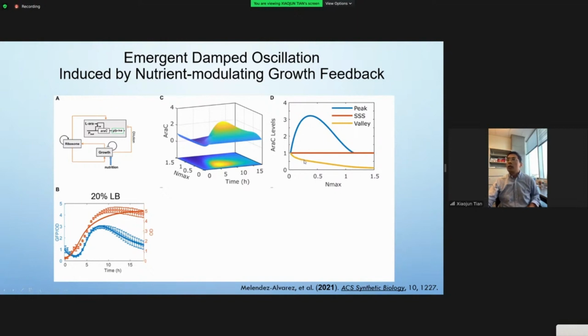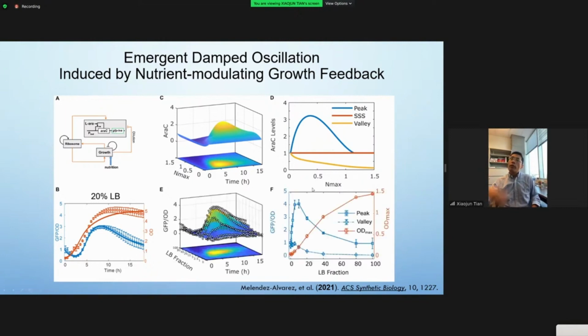The valley continuously gets lower and lower when we increase Mmax, but the peak is largest at moderate levels of Mmax. That means we can see a very large oscillation with a poor or moderate nutrition level, but not at a high nutrition level.